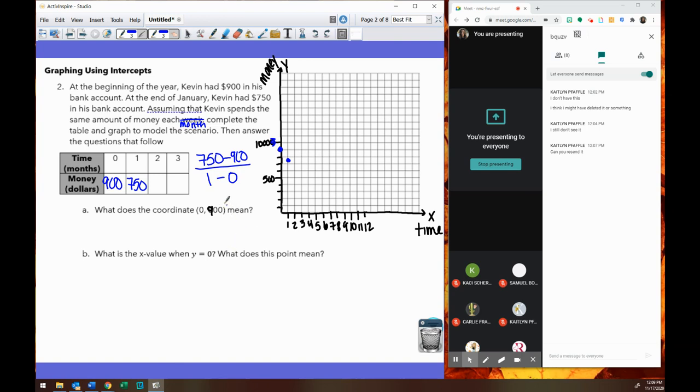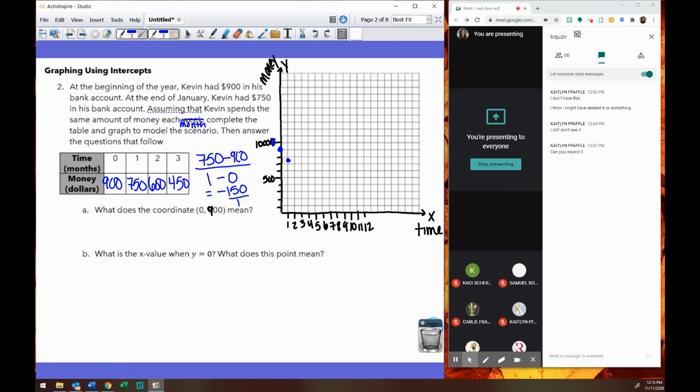So what's 750 minus 900? Negative 150. 1 minus 0 is 1. So that's our rate of change. We're losing $150 per month. So then by month 2, if I take 150 away from 750, where are we? Okay, 600. If I take 150 away from 600, 450. Right. So now we can fill in the rest of our table.